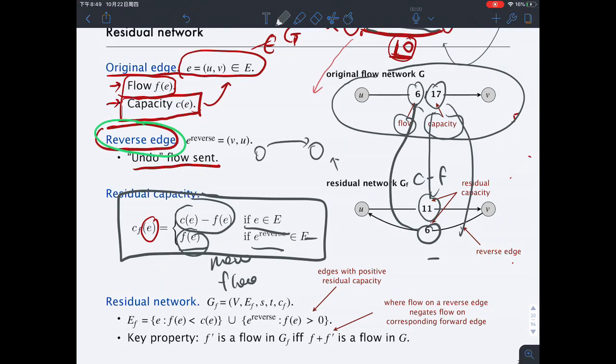But in case there are two directions, where in the original graph there are already two edges, then you need to be a bit more careful in using this definition. This definition is not wrong. It's really just that it doesn't help us consolidate, and it doesn't guarantee that this is a simple graph, in the sense that there could be multiple edges connecting two nodes.